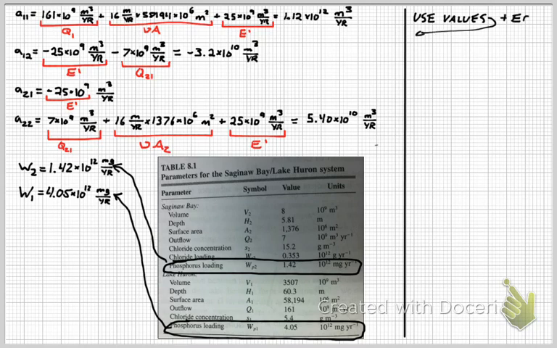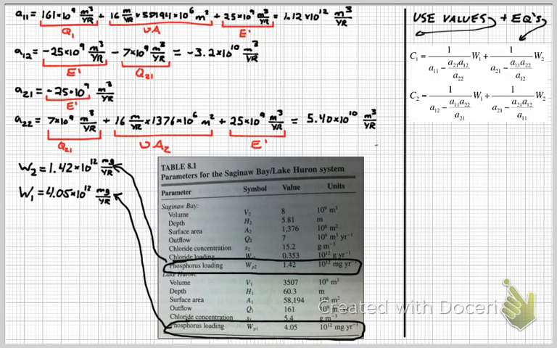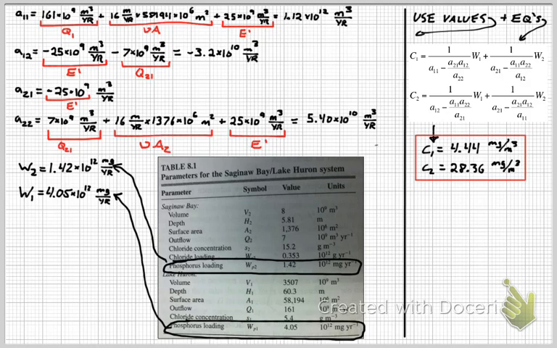Now, with those data, we've got all of the values that we need to plug in. We've got the two equations to solve for our two unknowns. You can do the mathematics on your own, and we should come up with concentrations of 4.44 milligrams per cubic meter in Lake Huron and 28.36 milligrams per cubic meter in the Saginaw Bay.